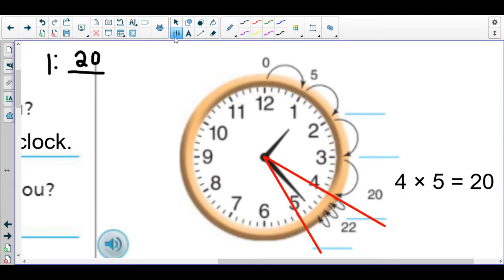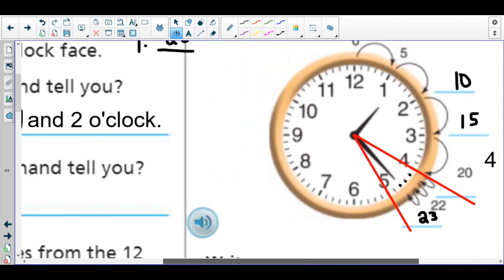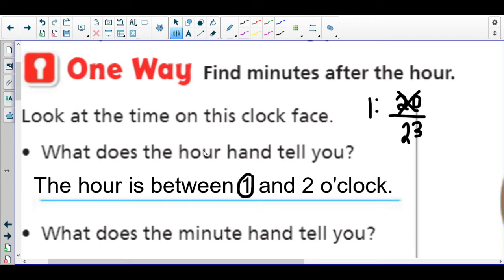But then we're going to take a closer look here. So here we go: 5, 10, 15, 20. But then we look in here and we're going to count by these ones. So here's 20, 21, 22, 23. All right. So we're going to go counting by 5s, okay? 5, 10, 15, 20, and then 21, 22, 23. All right. So our time up here actually is 1:23. So what does the minute hand tell us?